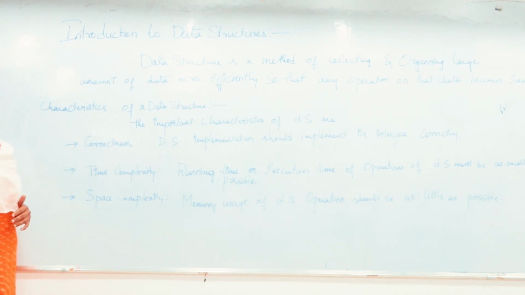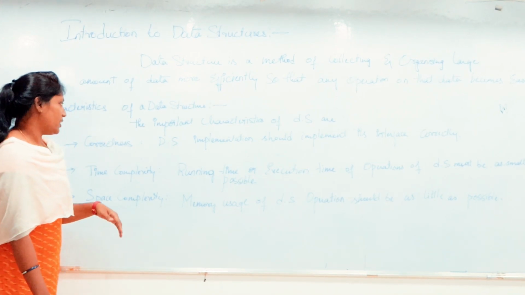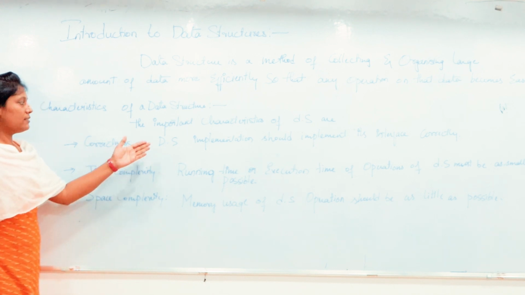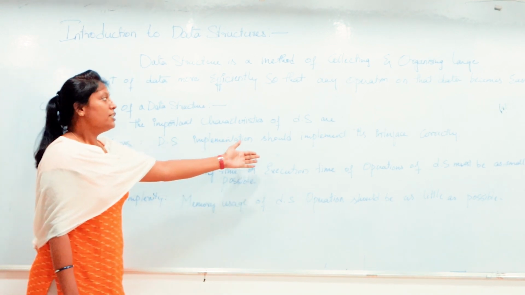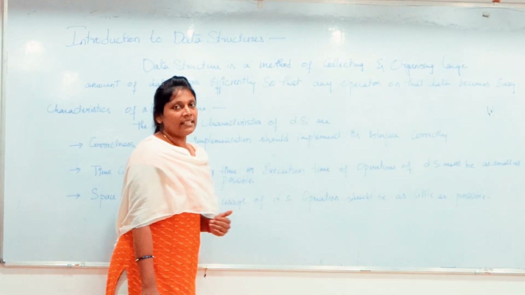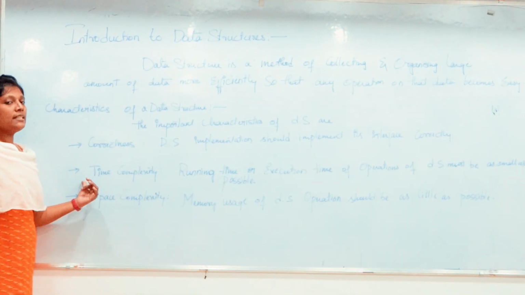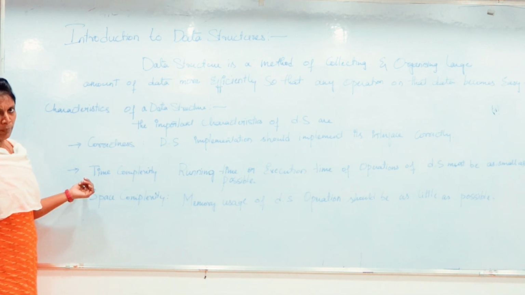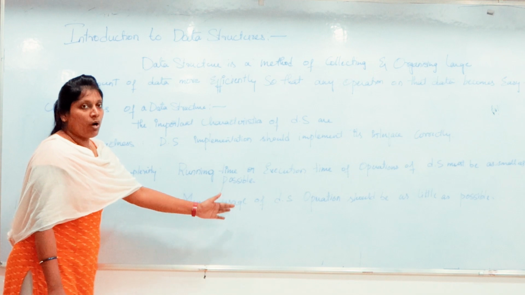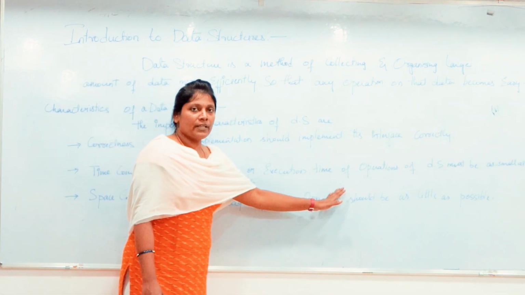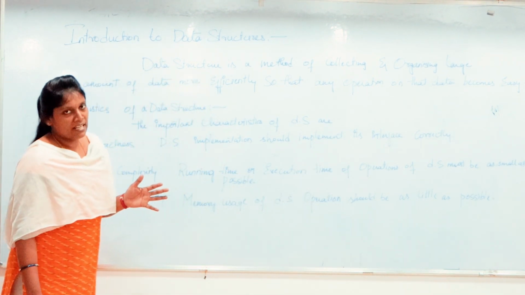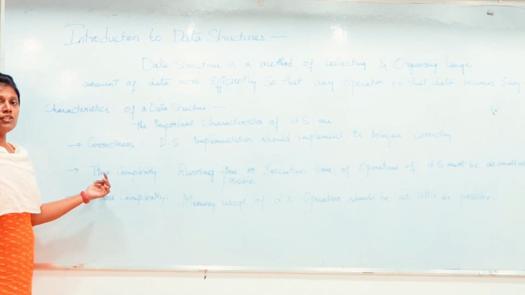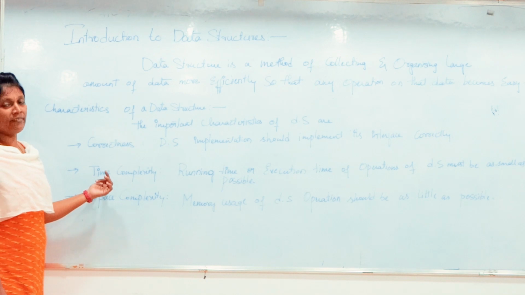These three are the very important characteristics of our data structure. First one is correctness. Correctness means the data structure implementation should implement its interface very correctly. And also this depends upon the time complexity. That means the running time or execution time of the operations must be as small as possible. That represents the time complexity. The time taken to execute those operations should be very less.